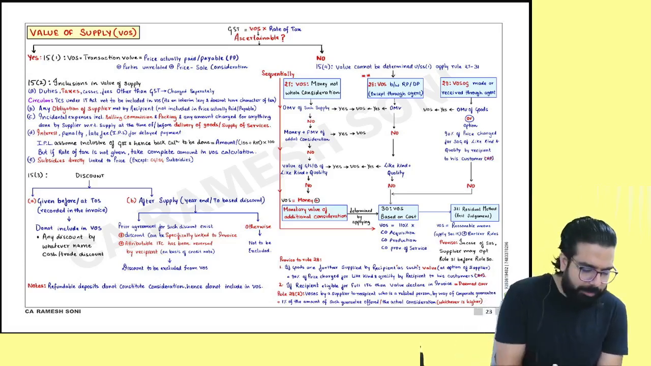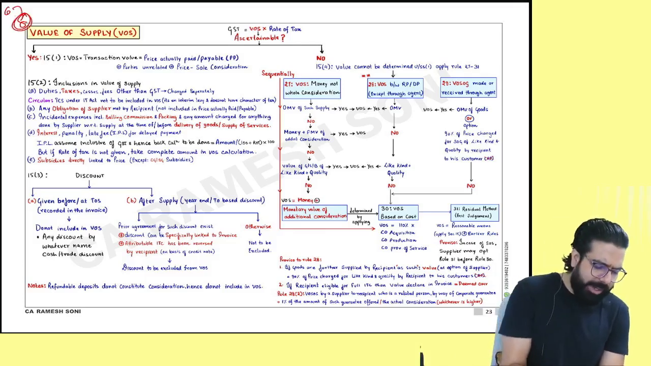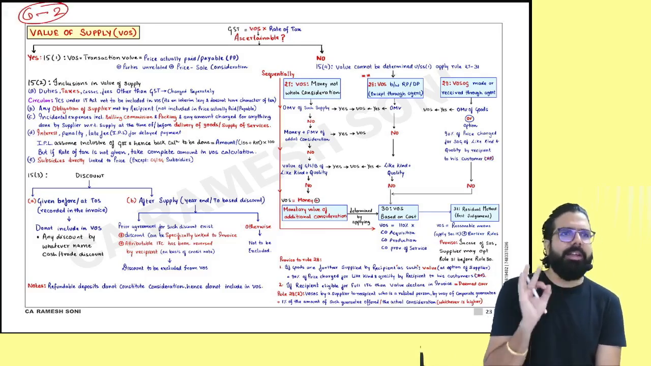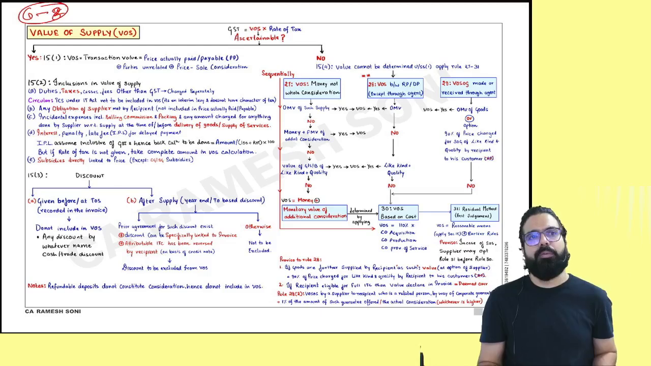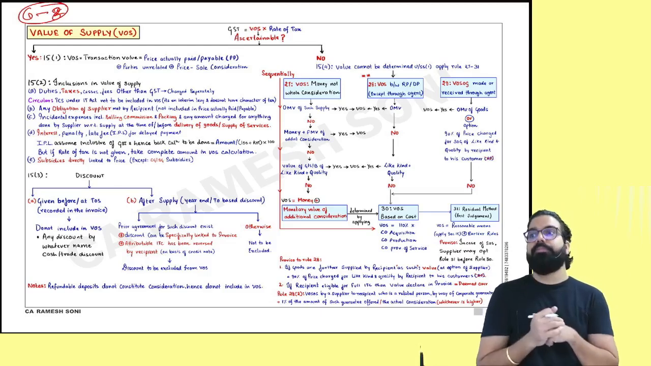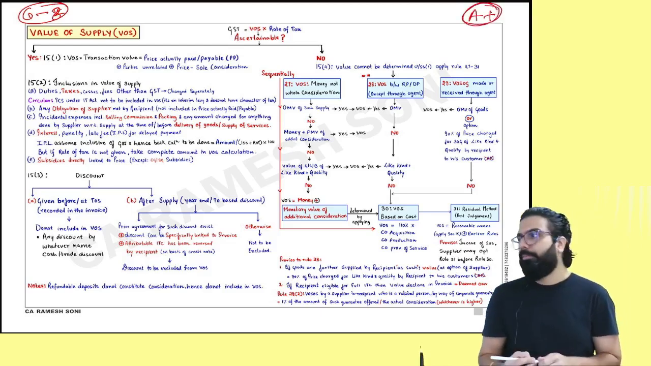Very, very important chapter. Six to eight marks is something you can expect. No, sir, a 2 mark circular also can come. So I think 6 to 8 marks is something you should concentrate on for this. Everyone over here now, listen. A plus graded chapter.